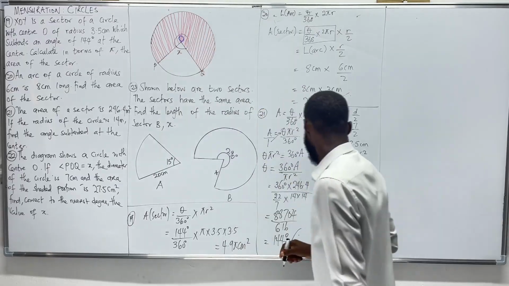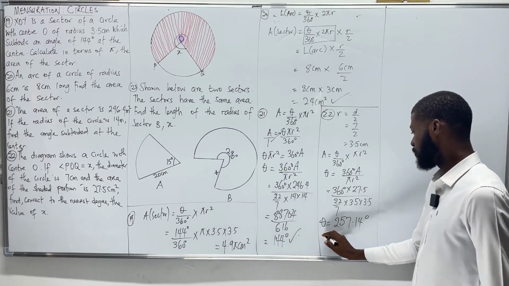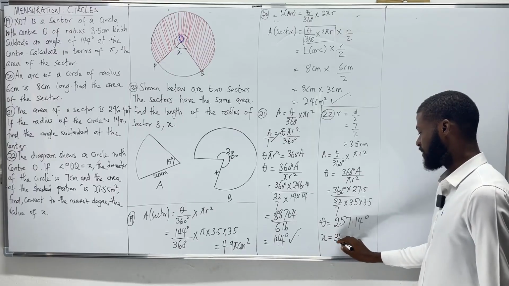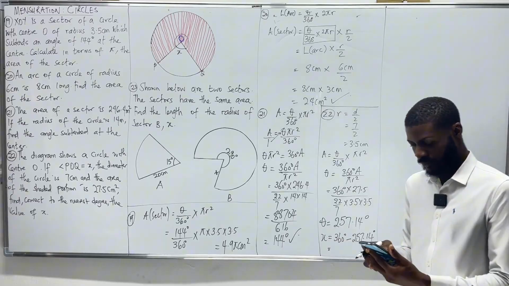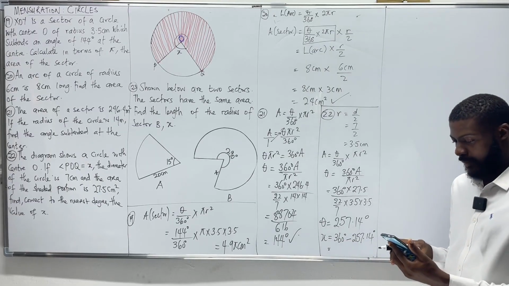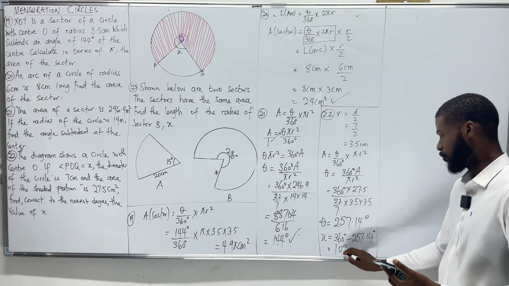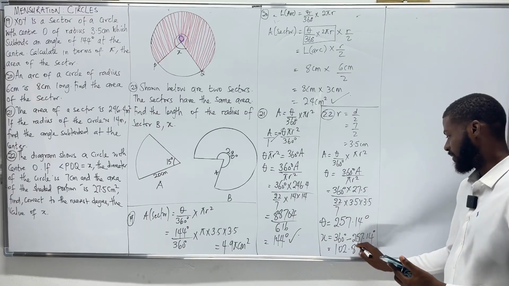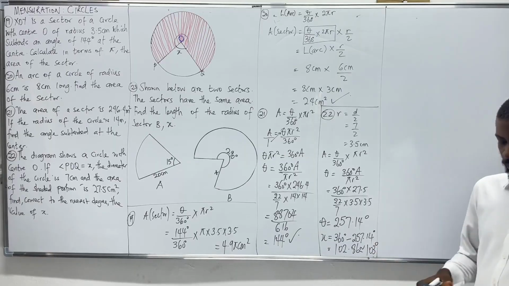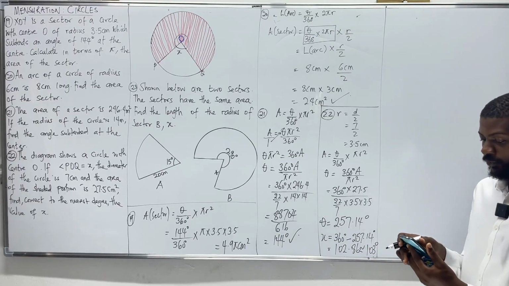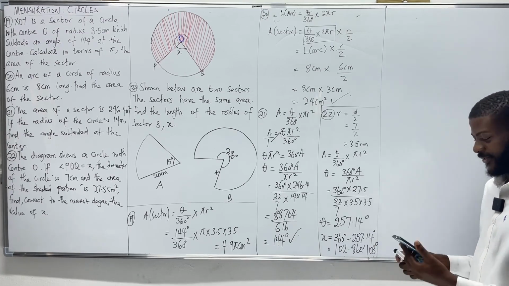So to get x, remember that they must be at a point. So that's 360 degrees. So that means x will become 360 degrees minus 257.14. So we're going to do 360 minus 257.14. So that will be 102.86. So approximately to the nearest degree, that's 103 degrees. This is the answer. This is what x is going to become.